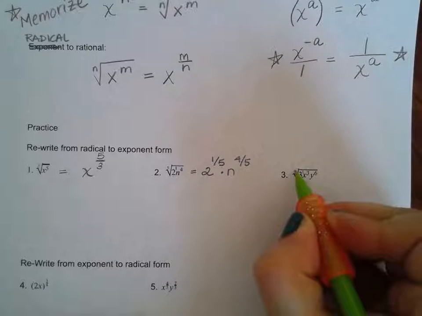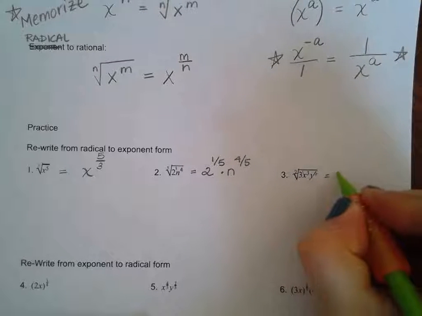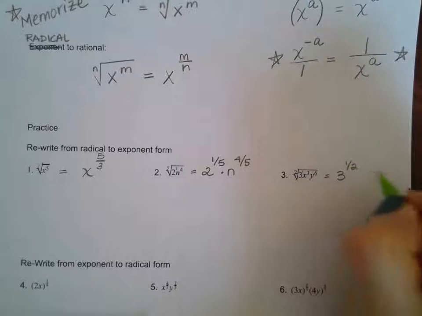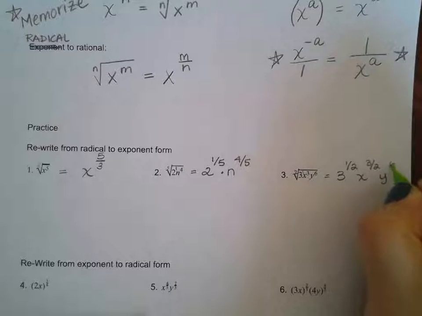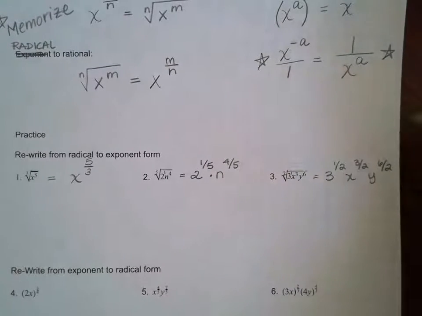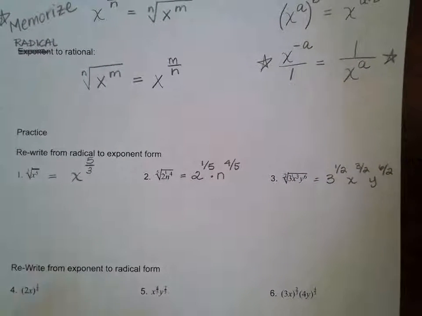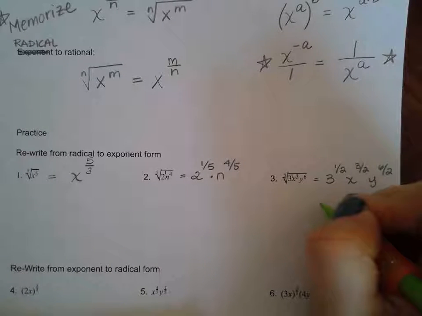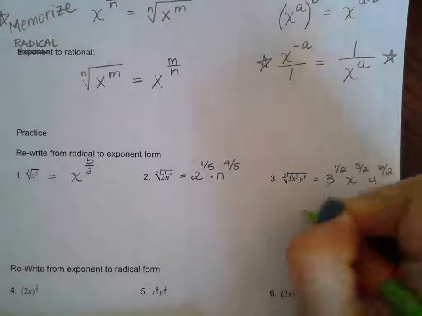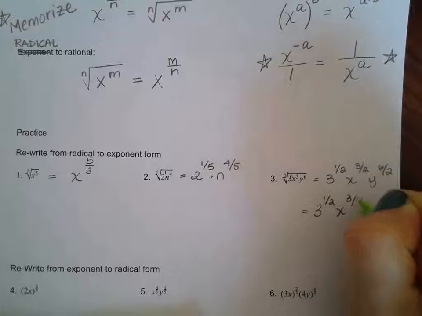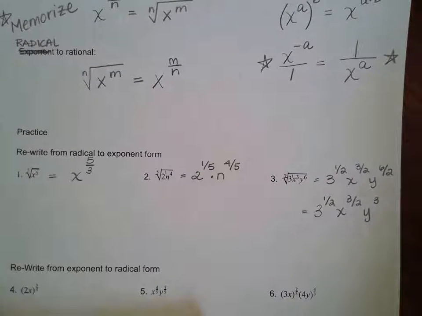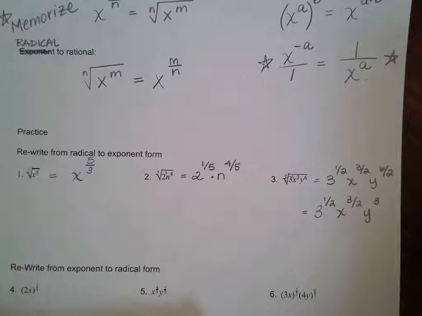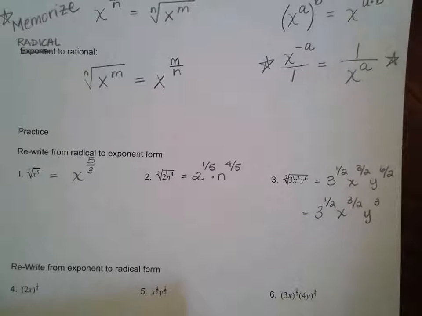The index on a square root is really a 2. So this is 3 to the 1/2, x to the 3/2, y to the 6/2. Now, we could simplify 6 over 2. That's definitely something that's going to be a whole number, so I could rewrite that 3 to the 1/2, x to the 3/2, y to the 3rd. You could put 3 over 1, y to the 3rd is the same as that. So that's how we rewrite from radical form to exponent form.